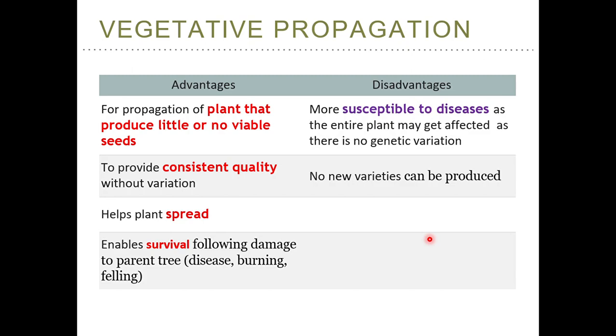But there are also disadvantages of this method. Vegetative propagation makes the plants more susceptible to diseases because the entire plant may get affected, as there is no genetic variation between the plants. No new varieties can be produced because all the plants are genetically identical to each other.